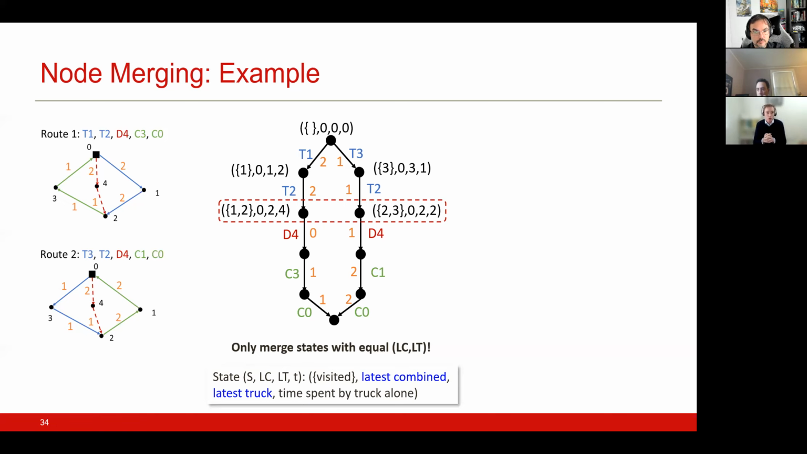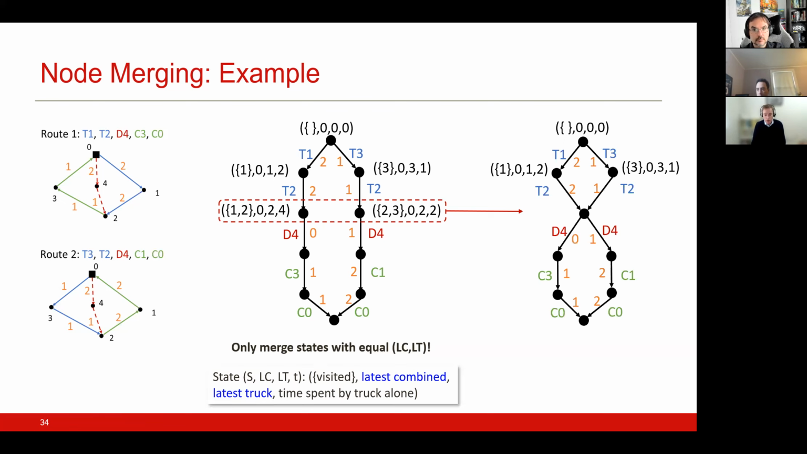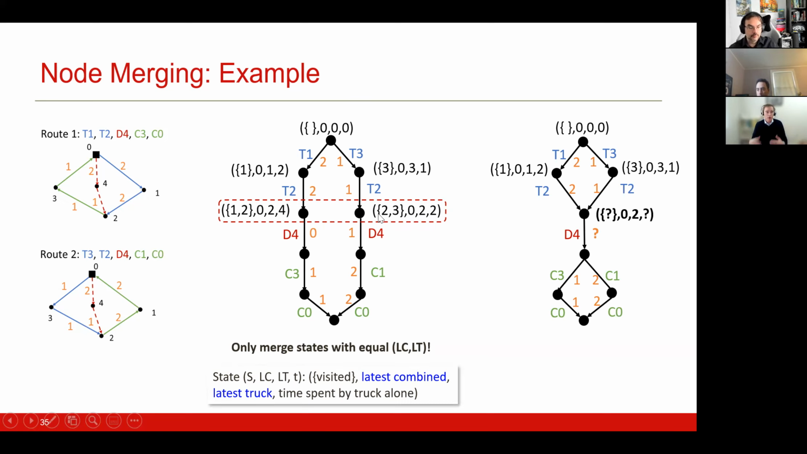So that will be our merging rule to get started. So when we do the compilation for the relaxation, we will only merge nodes that have this segment idea in which the latest combined location and latest truck location is the same. If we merge those two, one benefit is clearly that we can keep this 0, 2 the same because they are the same in both nodes, in both states. So what would be the set of customers visited so far? Well, we look at the literature, and the thing we want to have is a relaxation.